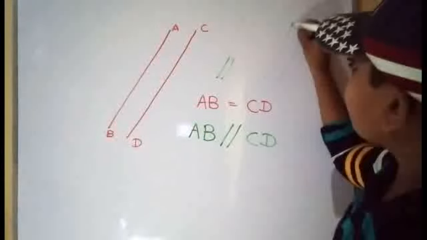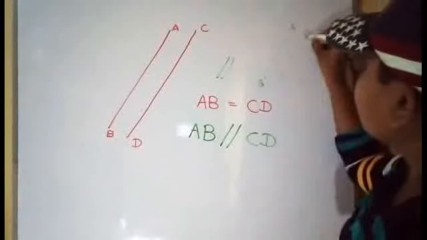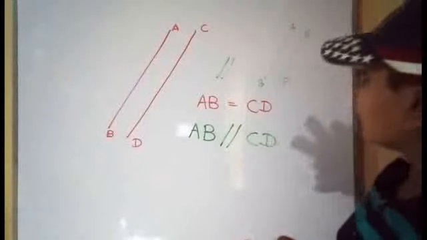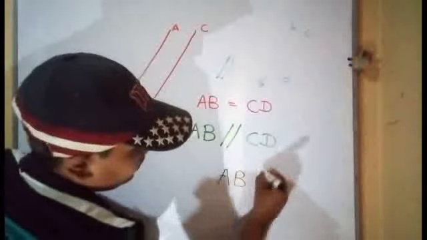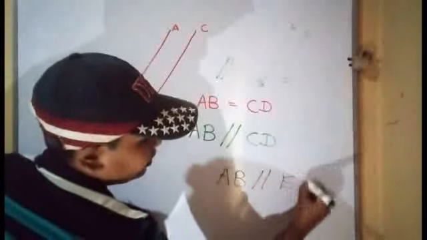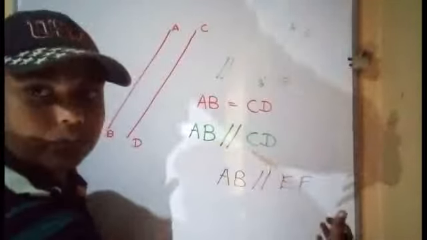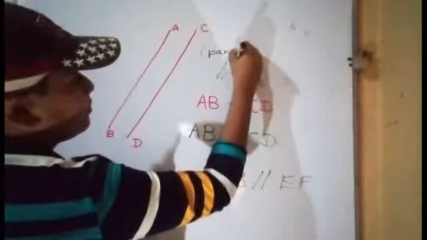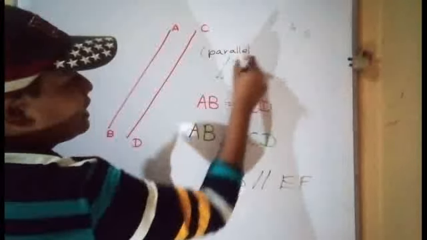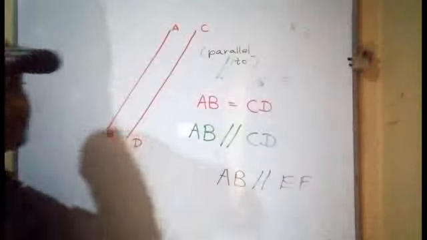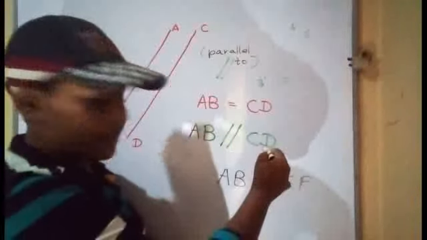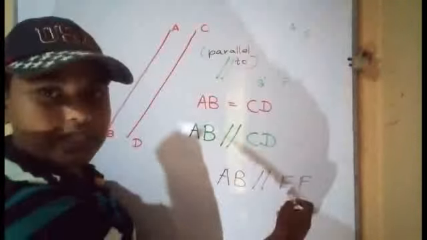We have lines AB and EF. That means AB is parallel to EF. This sign is known as parallel to. The sign name is parallel to. AB is parallel to CD. AB is parallel to EF.